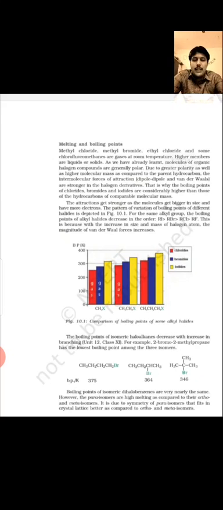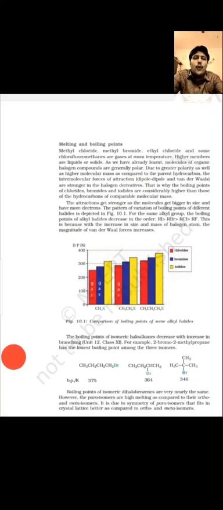The first is based on mass. When the mass of alkyl halide increases, then melting and boiling point increases, as well as if size is going to increase. Size means if the size of the halogen atom is going to increase, definitely its mass is also going to increase. That means its melting and boiling point is going to increase. Okay students, so this is the first category.